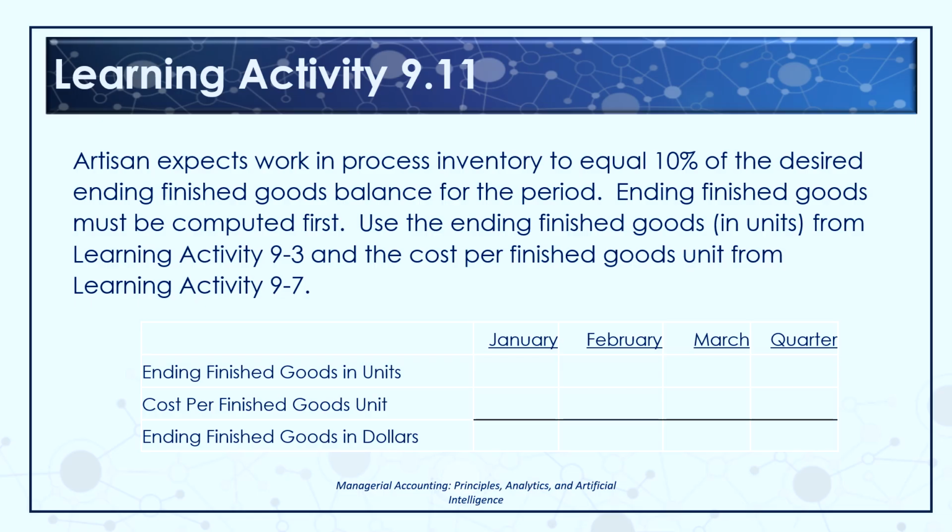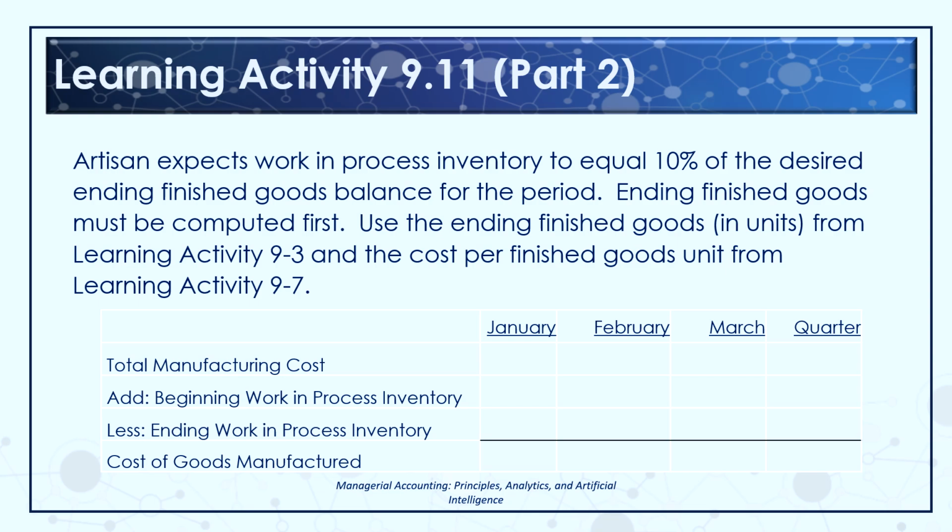Now complete learning activity 9.11. Amour Artisan expects ending work in process inventory to equal 10% of the desired ending finished good balance. Let's first compute ending finished goods, a value we compute using data from learning activity 9.3 and 9.7. Now compute ending work in process as 10% of the ending finished goods that we just computed. Finally, compute cost of goods manufactured by adding beginning work in process and subtracting ending work in process.